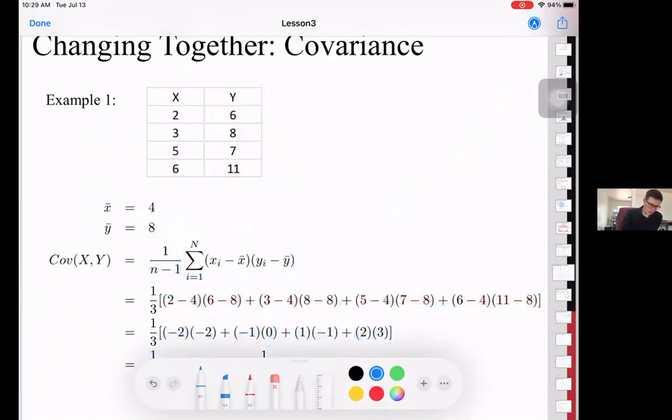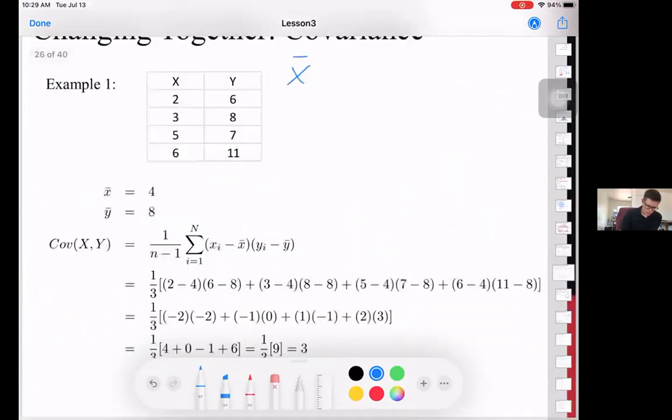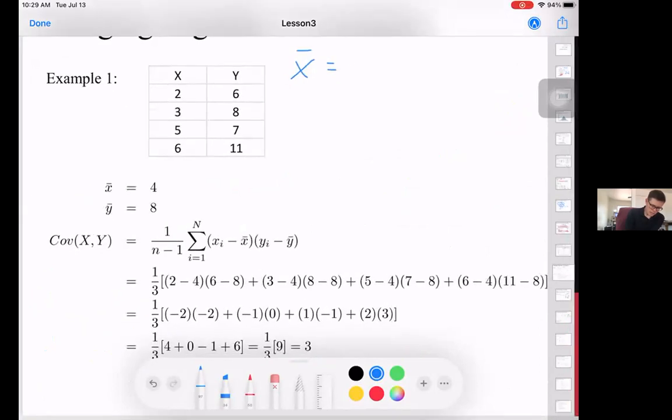Okay, so what's X bar? X bar is the mean of X. What's the mean of X? No one knows. No, I'm just kidding. Sorry. The mean of X.